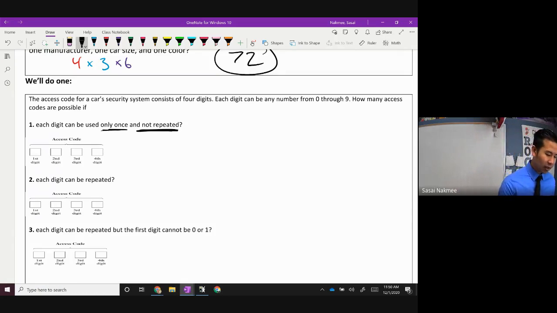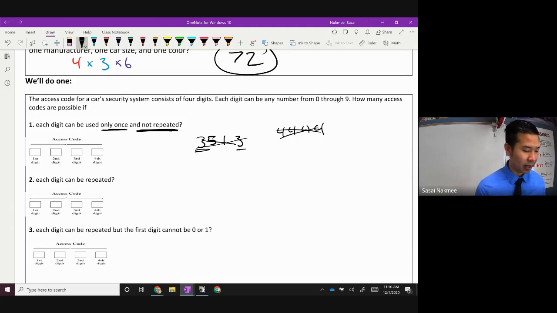So let's say I was trying to find this access code. One of the rules is that I can only use a number one time and I cannot have it show up again. Meaning a code like 3513 is invalid, right? Because the 3 shows up twice. 4444 is another one that is invalid because the 4 is repeating itself, right?